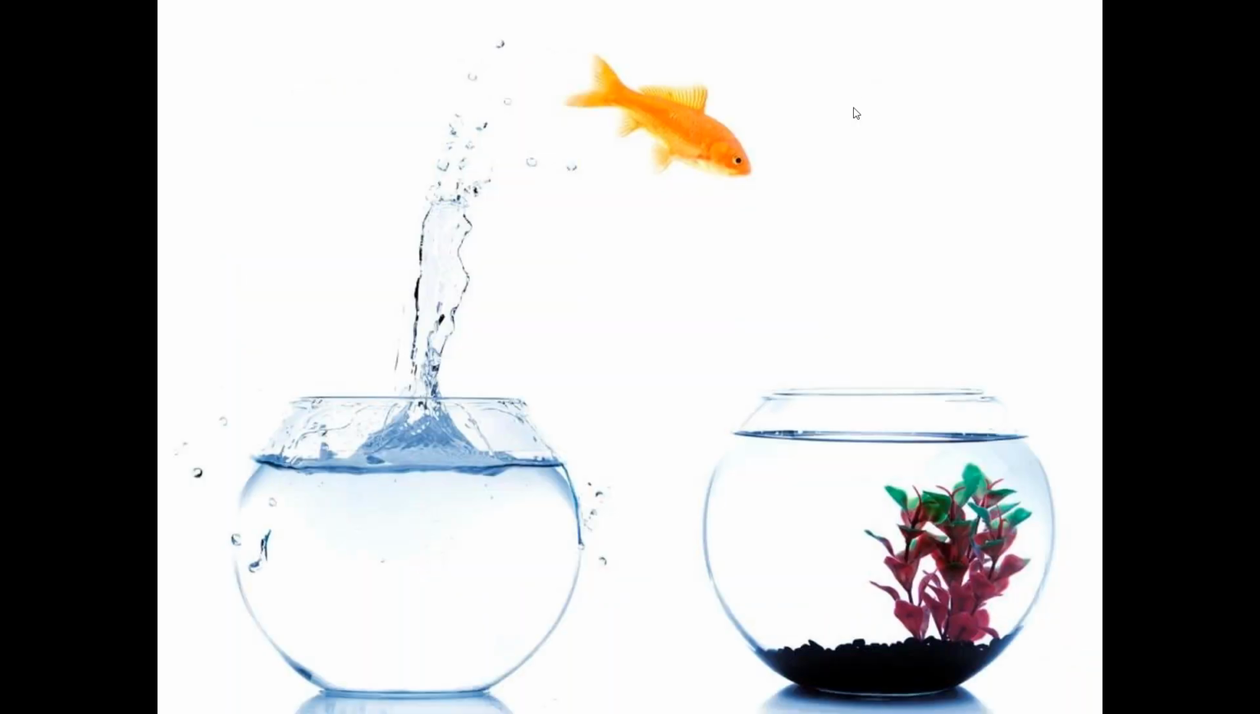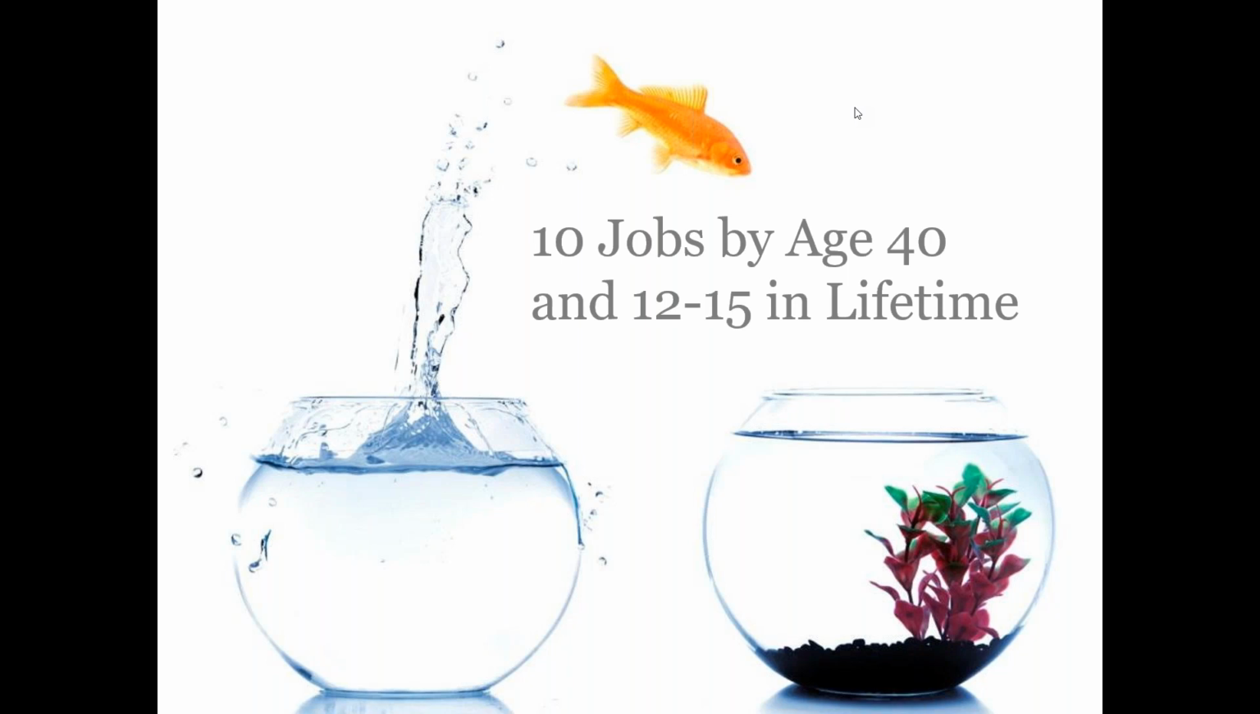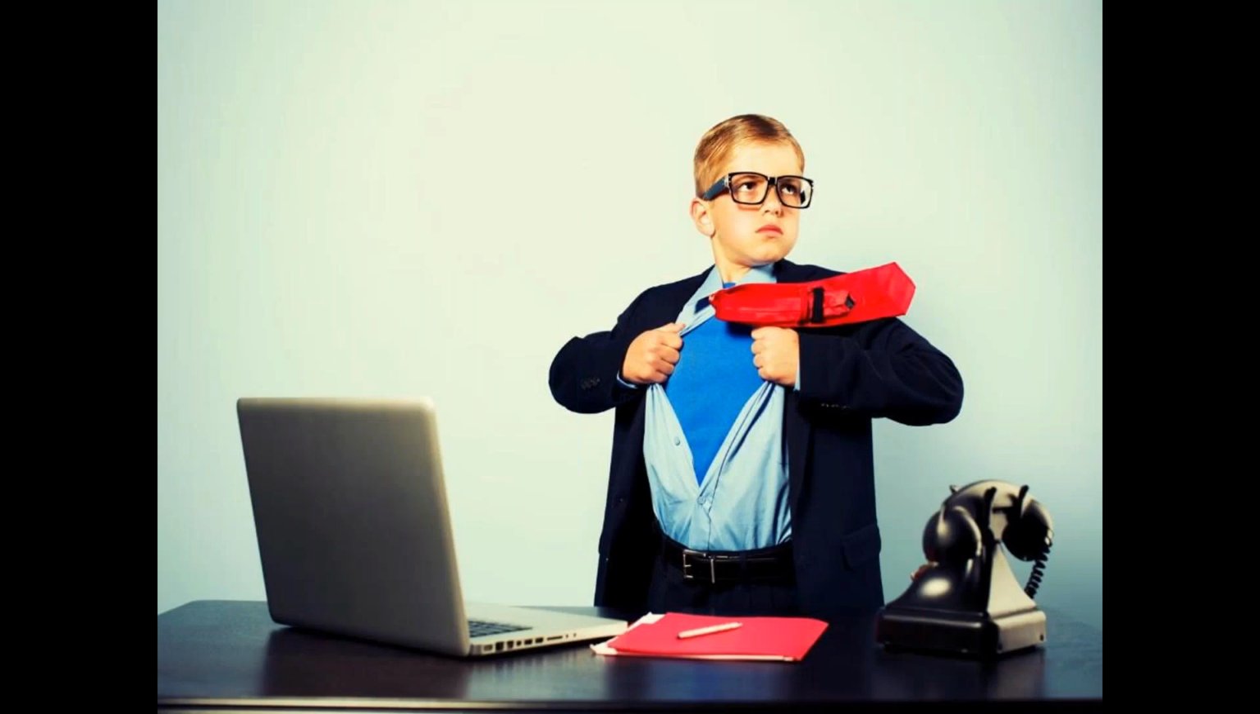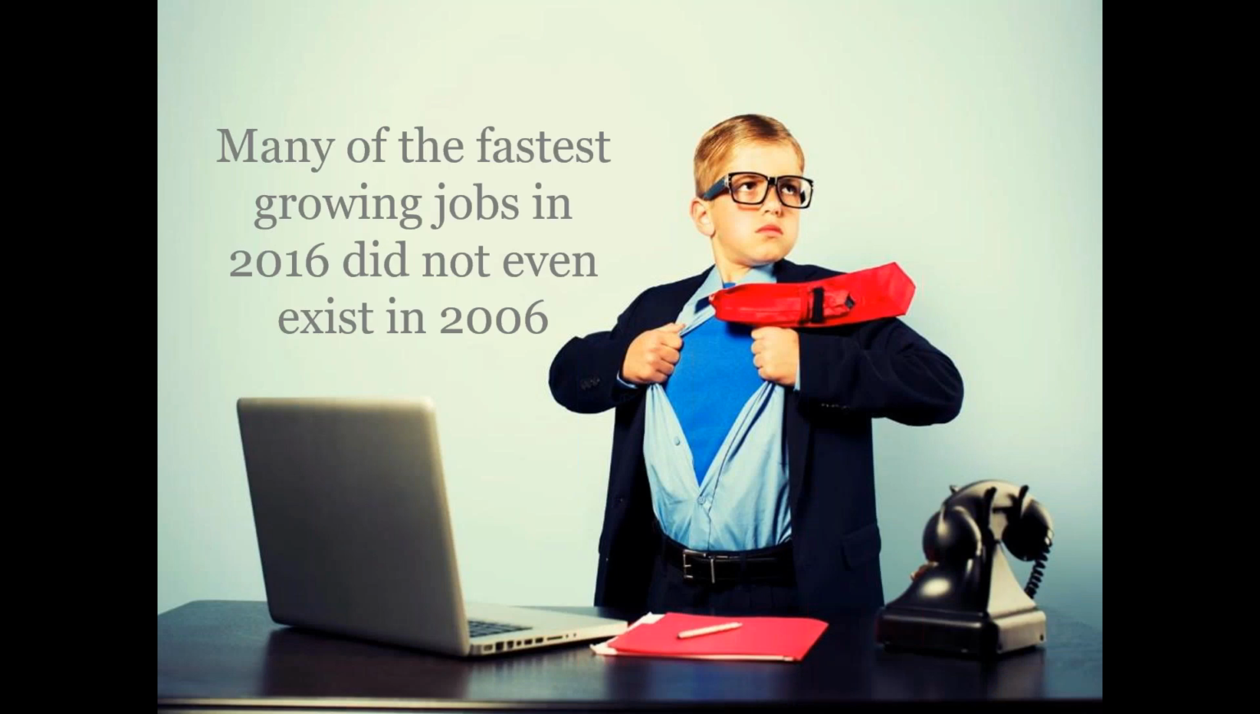So again, a couple more examples of how the world is changing. This stat is a couple years old, so I'm assuming it may be even more jobs at this time. But according to the Bureau of Labor Statistics, the average worker currently holds 10 different jobs before the age of 40, and this number is projected to grow. So our youngest workers are typically going to have 12 to 15 different jobs in a lifetime. In a sense, we're asking the students of today to be superheroes.